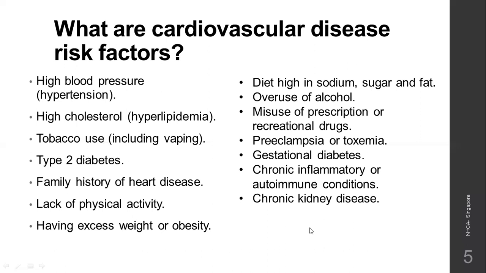Preeclampsia. Preeclampsia happens during pregnancy: high blood pressure, protein in the urine, edema all over the body, that is preeclampsia, toxemia, toxicity in the blood. Gestational diabetes, pregnant women who suffer from diabetes only throughout the pregnancy, that is gestational diabetes, chronic inflammatory or autoimmune conditions, chronic kidney diseases. Okay, so these all are the leading causes or risk factors of developing cardiovascular diseases in the future.